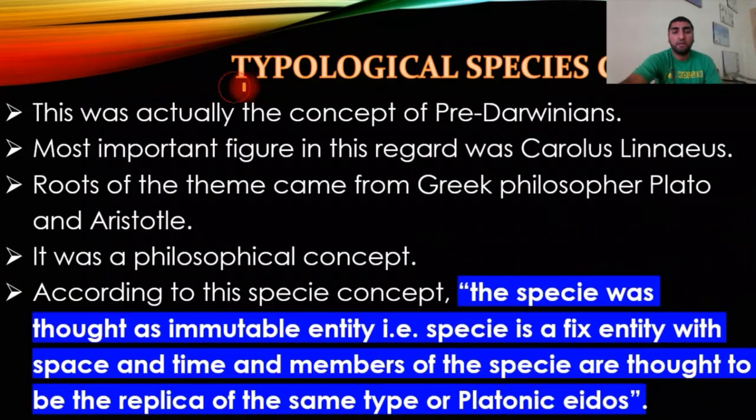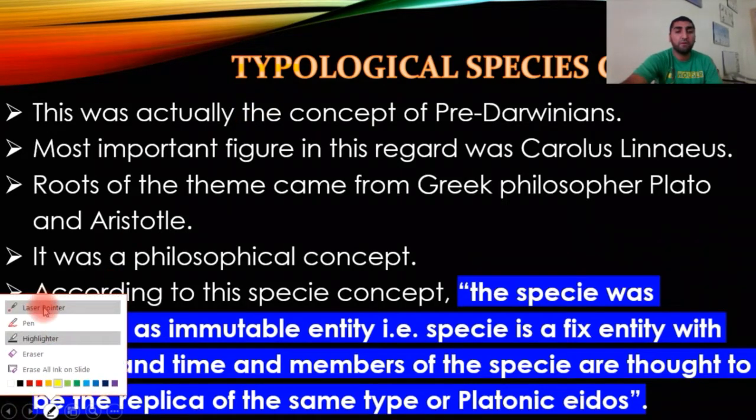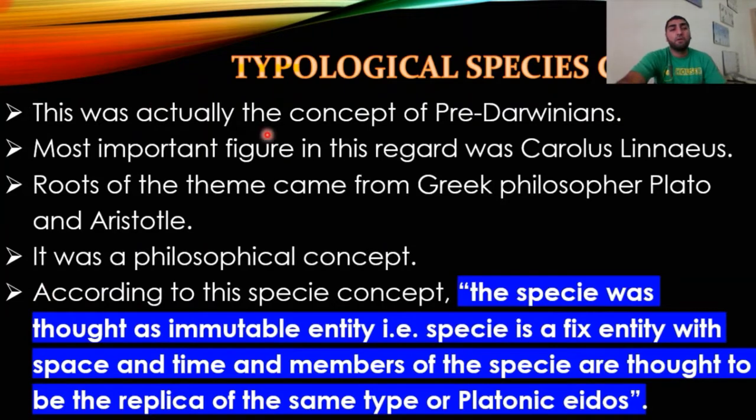This typological species concept was actually the concept of the pre-Darwinians. The most important figure in this regard was Carl Linnaeus. The roots of this concept came from Greek philosophers like Aristotle and Plato. So it was a philosophical concept.